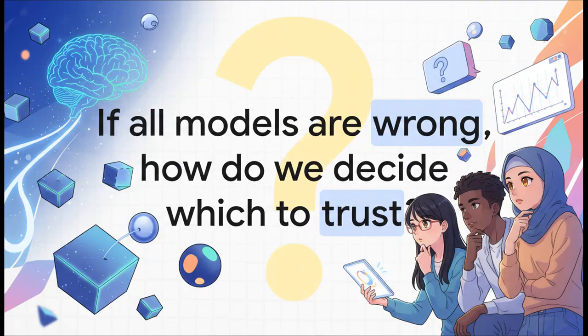So here's the takeaway. Every AI recommendation, every forecast, every single chatbot answer you get, it's all coming from a model. And by definition, that model is an incomplete, simplified picture of the world. Which leaves us with a really important final question to think about. If all models are wrong, how do we figure out which ones are useful enough to actually trust?